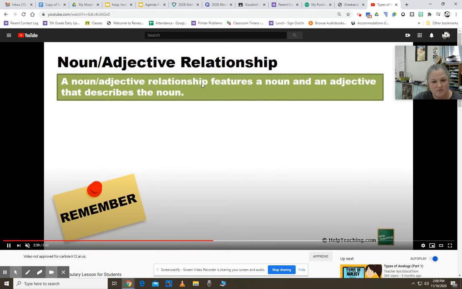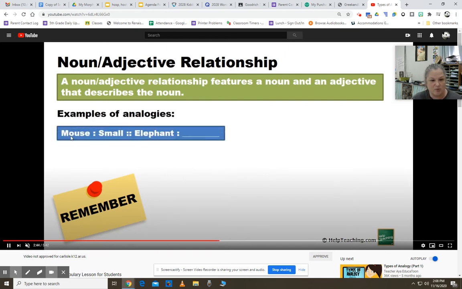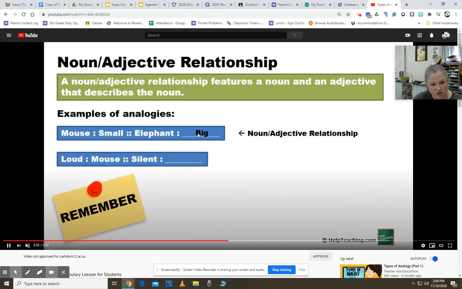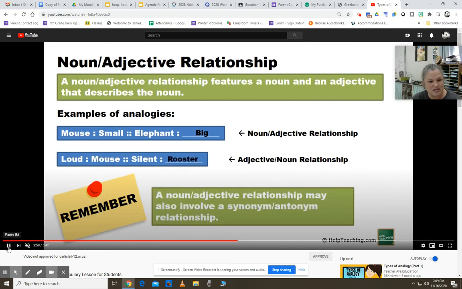A noun-adjective relationship features a noun and an adjective that describes the noun. So an example would be, mouse is to small, because a mouse is small, as elephant is to big or large. Loud is to mouse, so this is the opposite, as silent is to rooster. Notice this is an adjective and noun relationship, but I want you to also notice that it is an antonym. Are mice really loud? No. Are roosters really silent? No. So it's the opposite.